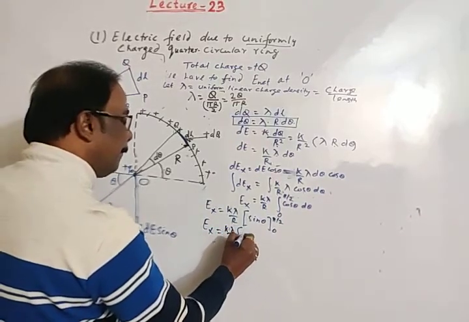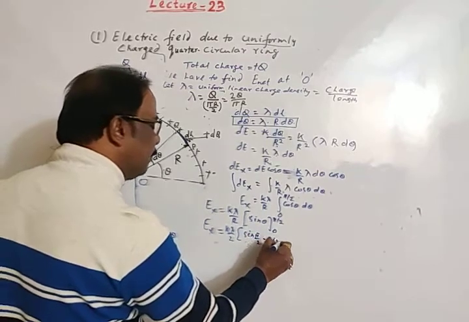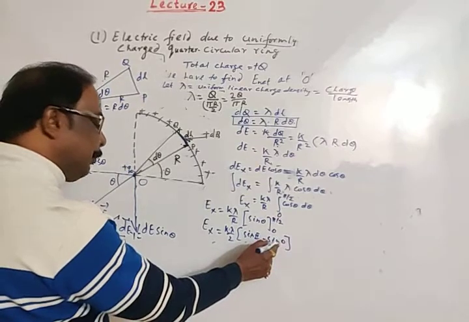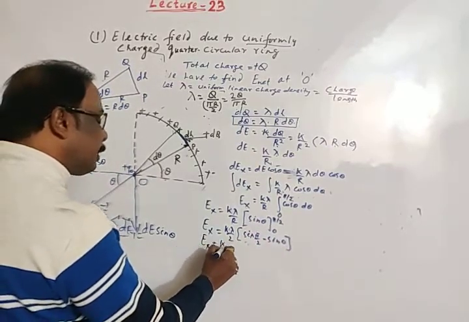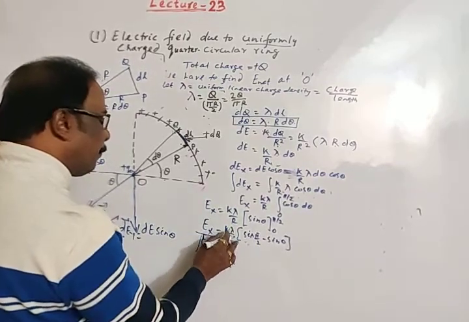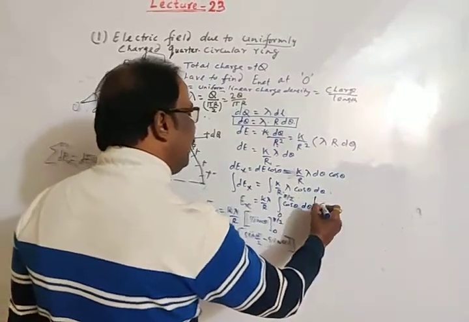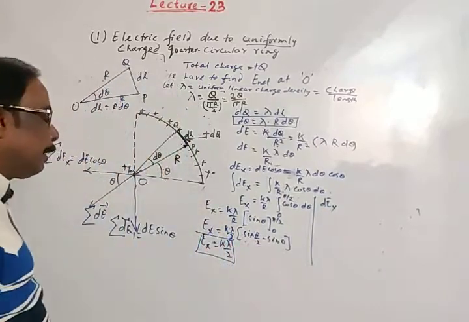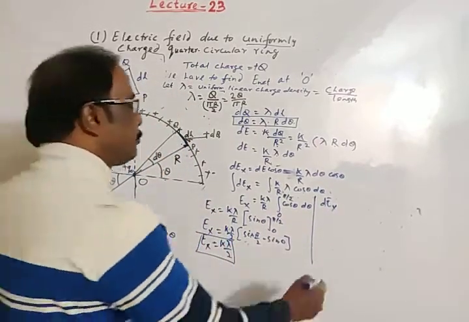Then Ex is equal to k lambda by r, sin pi by 2 minus sin 0. Sin pi by 2 is 1, sin 0 is 0. Then the electric field along the x-axis is k lambda by r. Similarly, we got the resulting electric field along the x-axis, now the electric field along the y-axis.